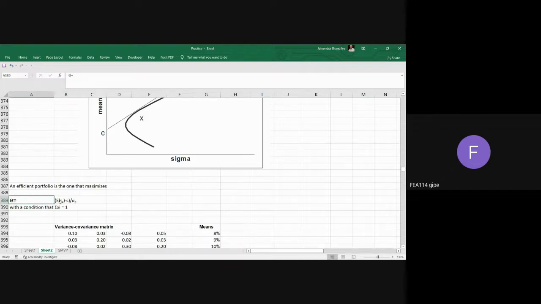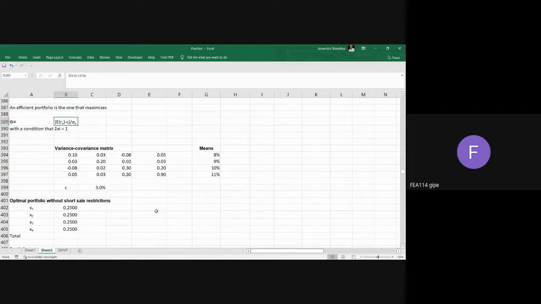So theta, which is the Sharpe ratio, equals the excess return of the portfolio, the excess of portfolio return over the risk-free rate, divided by the risk of the portfolio, which is sigma p. So once you do this, you get the Sharpe ratio. In any optimization, our goal is to maximize this one.